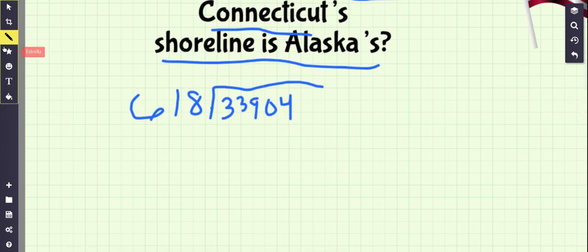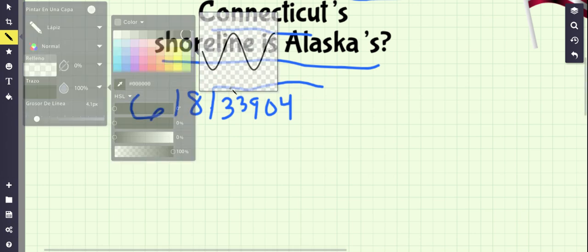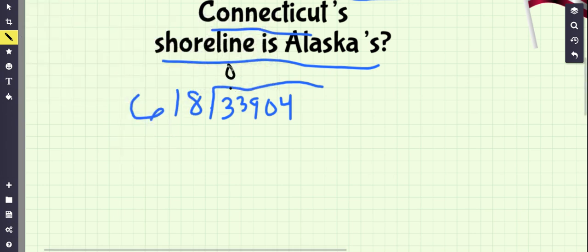Now see how many times 618 can fit in the first digit. None. It can't fit, so we move on. How about the second digit? The third digit, the hundreds place? No, because the hundreds are too small. 618 is greater than 339, greater than the hundreds place.